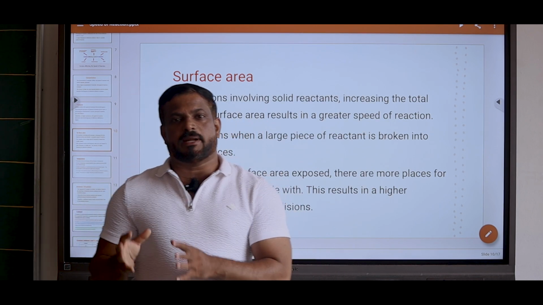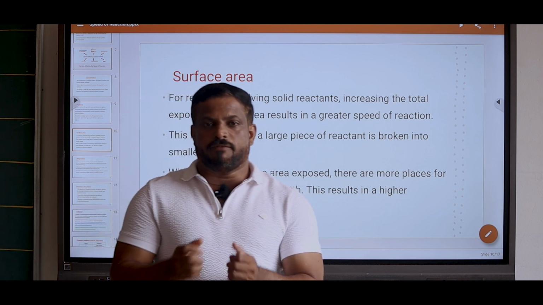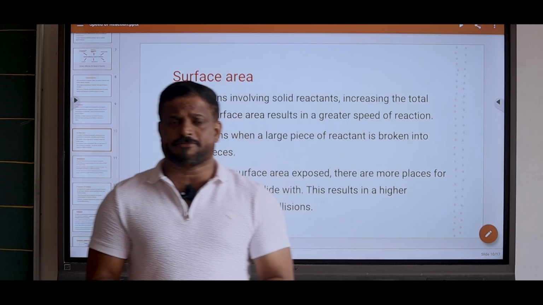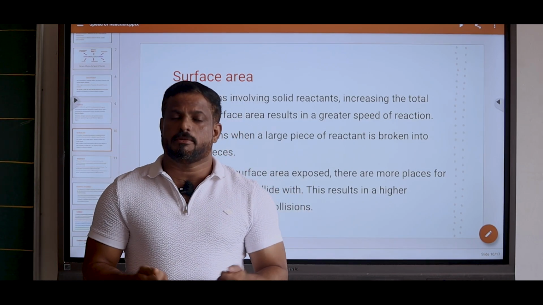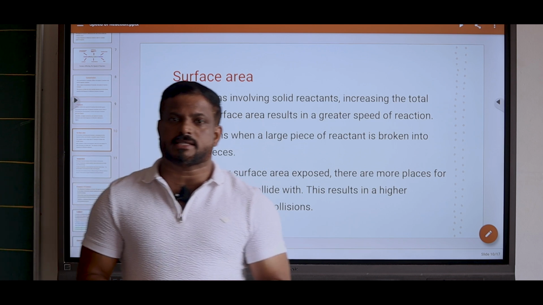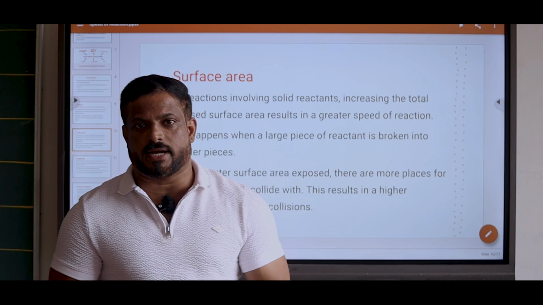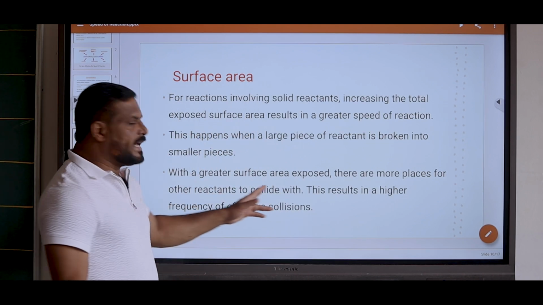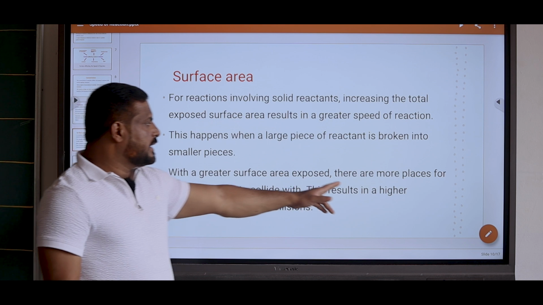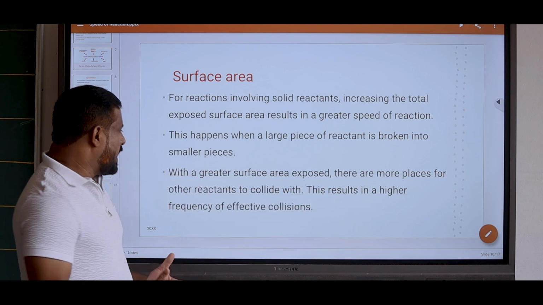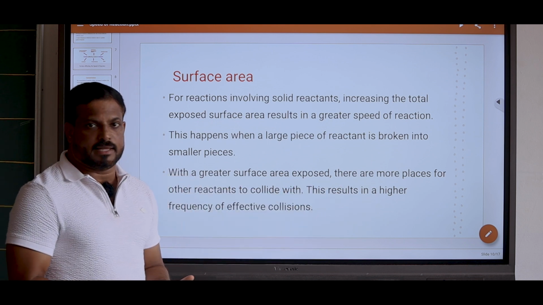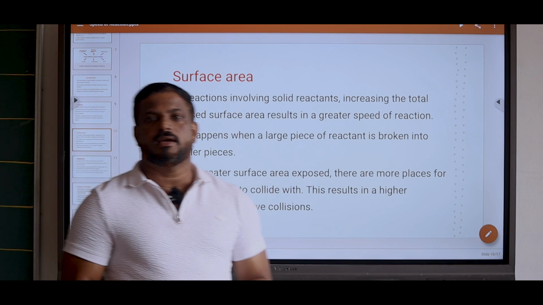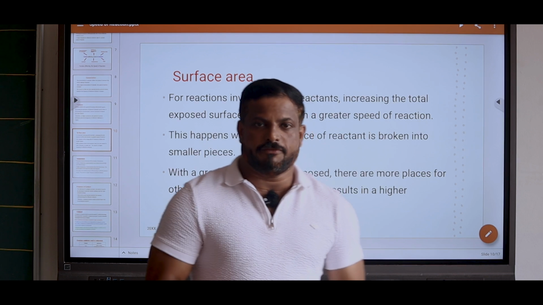The powdered calcium carbonate will react faster because when we crush or grind it into powder form or small pieces form, the effective surface area will be more. So effective surface area increases, and the particles get more chance to collide. Due to the more collisions, the rate of reaction also increases. With a greater surface area exposed, there are more places for particles to collide. That means more effective collisions are there. Because of the more effective collisions or higher frequency of collisions, the rate of reaction becomes faster.